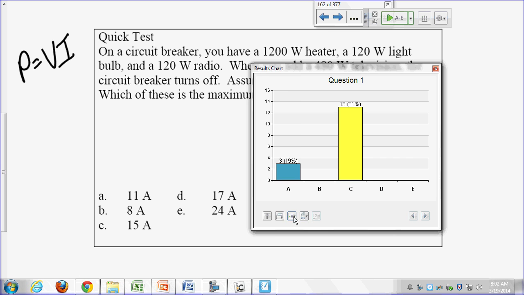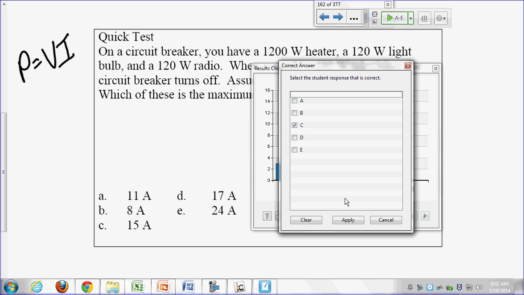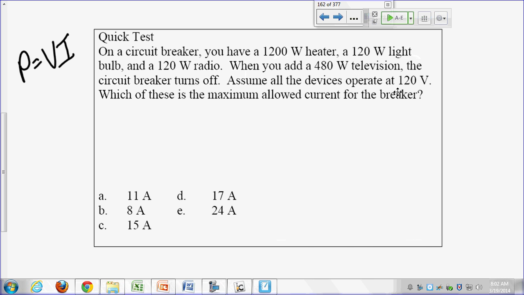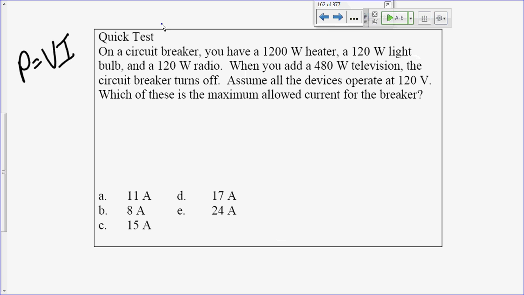All right, very good. C is the right answer. Let me show you. We first want to figure out how much current is on the circuit as it's operating. So I find out the current for each. That's going to be P over V. So here I have P is 1200. That over 120 is going to be 10 amps. This is going to be 1 amp, and this is going to be 1 amp. So initially I have 12 amps that's operating.